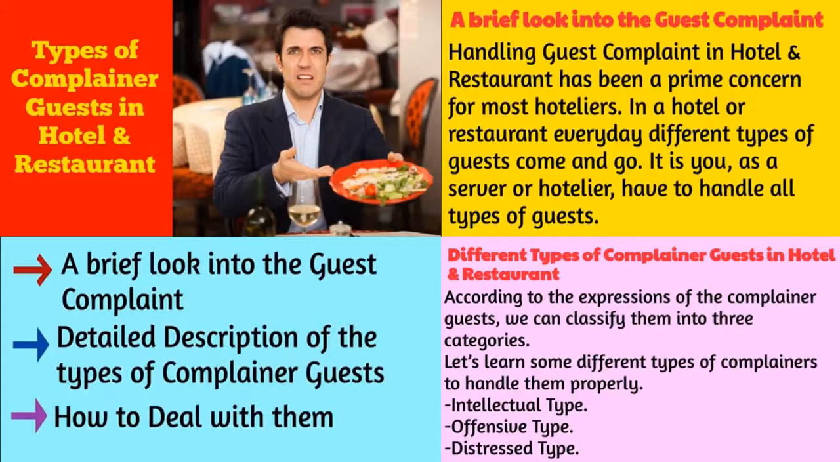Different types of complainer guests in hotels and restaurants. According to the expressions of the complainer guests, we can classify them into three categories. Let's learn some different types of complainers to handle them properly. The first type is the intellectual complainer guest, the second one is the offensive type, and the last one is the distressed type.